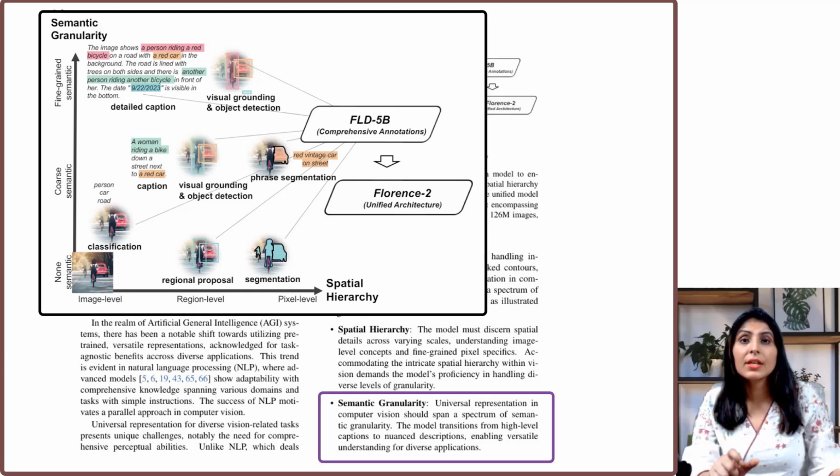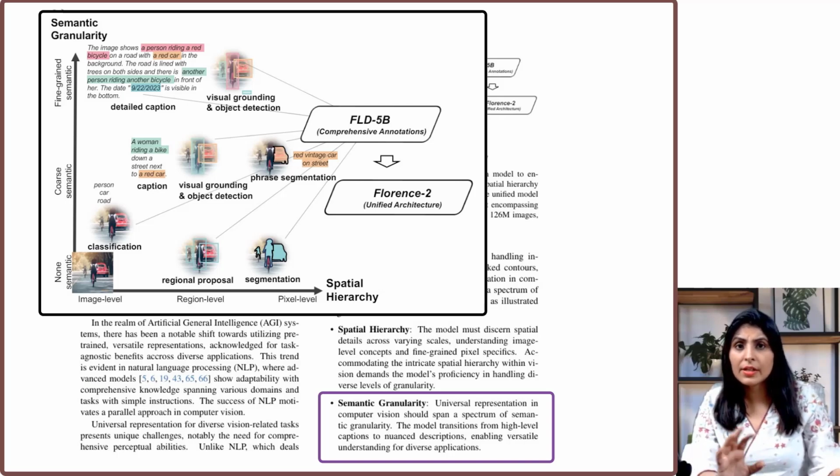Semantic granularity refers to how much detail we can understand from visual information. So it ranges from getting a general idea of what's happening, like describing a scene with few words, to noticing small specific details like identifying the color or specific models.